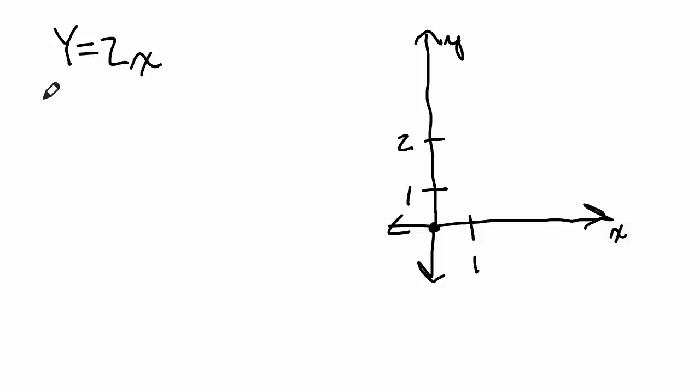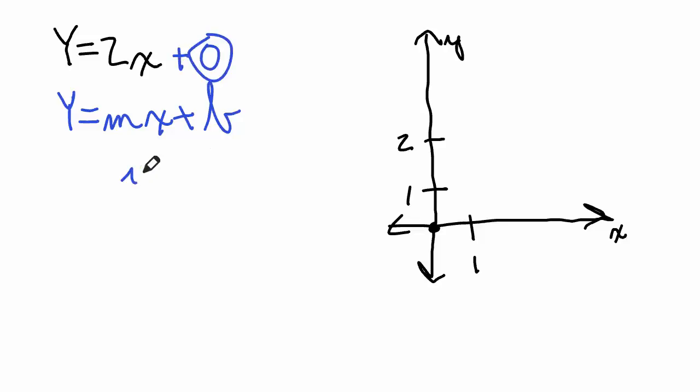Let's say we have y equals 2x and we want to graph it. Well, remember, we have the basic formula y equals mx plus b, where m is the slope and b is the y-intercept. Now notice, it's just y equals 2x, so it's kind of like y equals 2x plus 0. So the y-intercept in this case is going to be 0, comma 0.